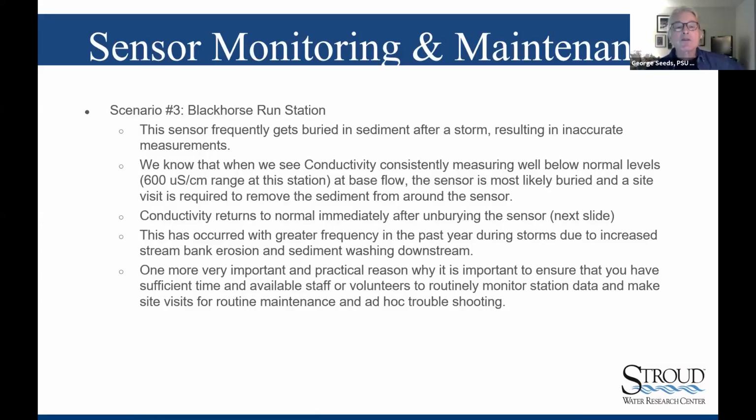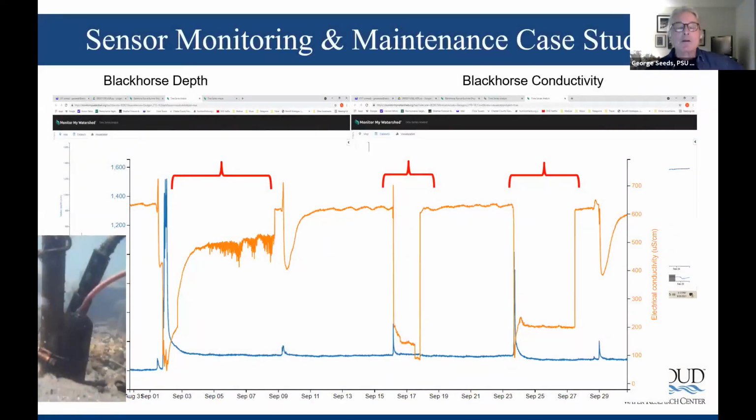The normal level is around 600 microsiemens per centimeter. And when you see it drop and stay down and doesn't recover after a storm, you can bet that the sensor is buried. You can see here how these are 3 situations where depth increases, the conductivity drops, stays down, and looks really funky. I go out to unbury the sensor, and it immediately goes back up to normal levels.